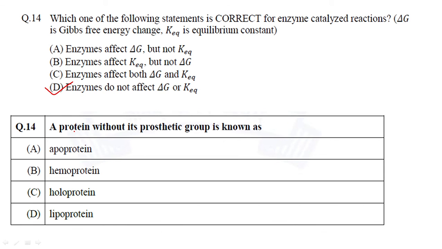Now the next question. A protein without its prosthetic group is known as? So we know that an enzyme has a protein part and a non-protein part, and combining these we get a complex that is known as holoenzyme. This is the non-protein part, this is the protein part, this whole is called holoenzyme, and this protein part only is called apoenzyme or apoprotein. So the answer is option 1.